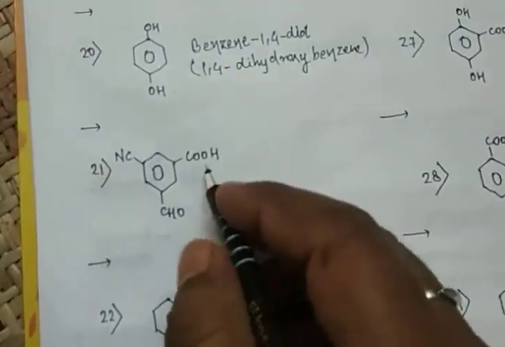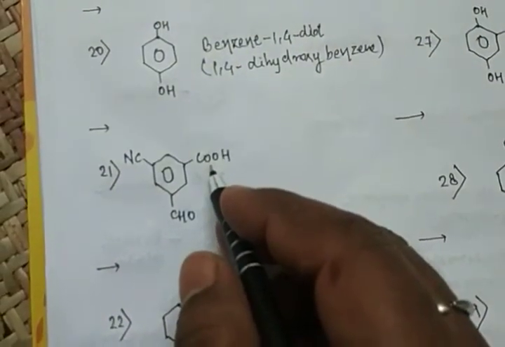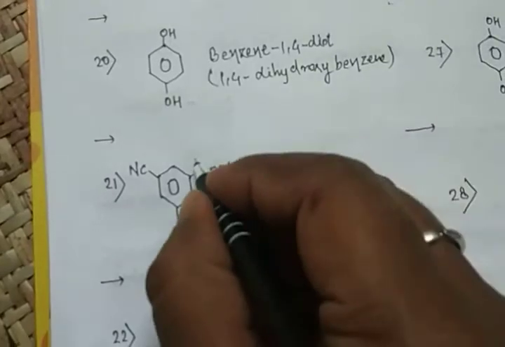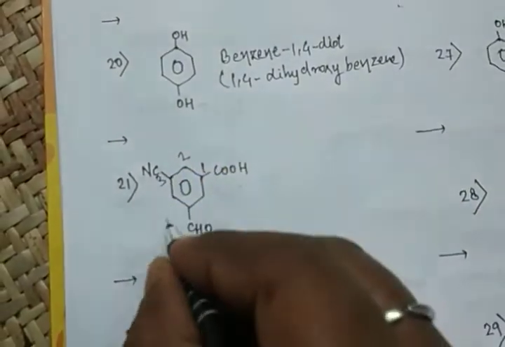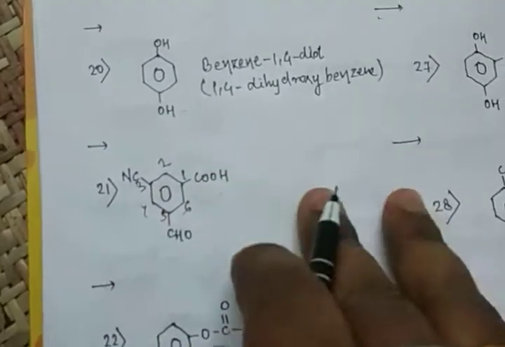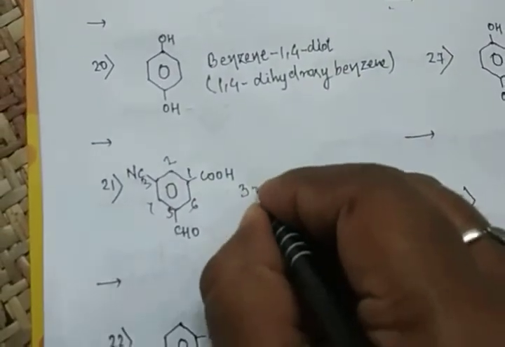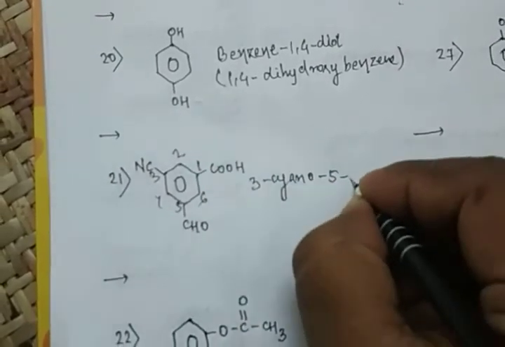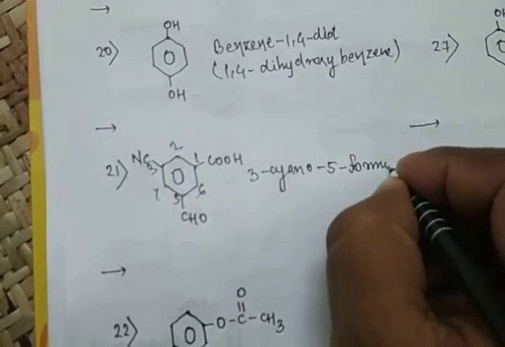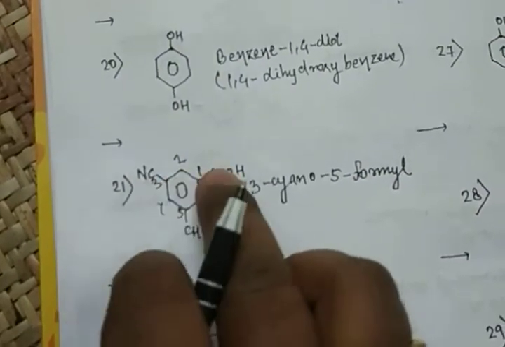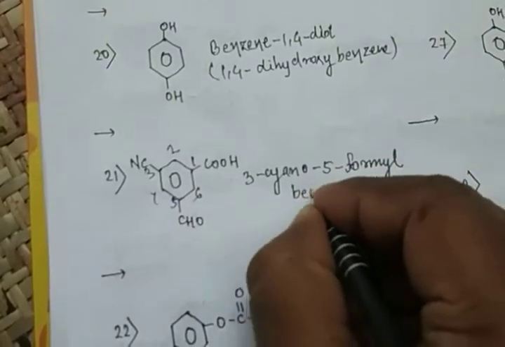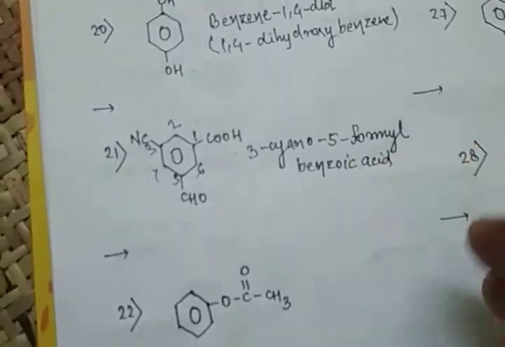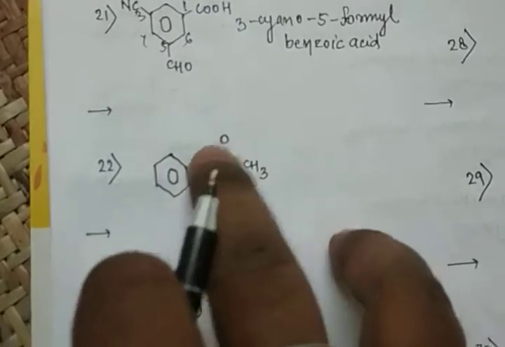Now in this case there are three functional groups. You know very well the priority of COOH is first, then CN, then CHO. So just count from this side 1, 2, 3, 4, 5 and 6. So CN is cyano, so 3-cyano. And you know this is formyl group, 5-formyl. And then the ring attached with COOH is benzoic acid. Clear?